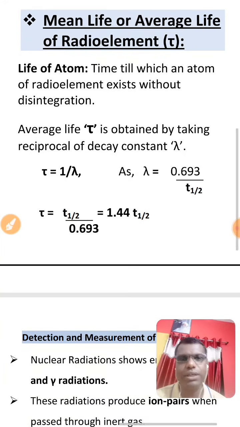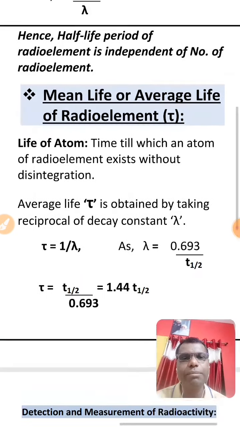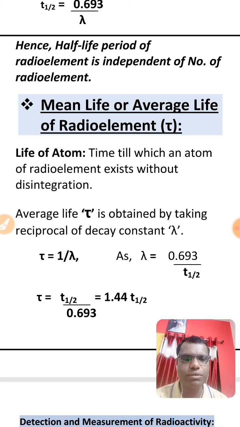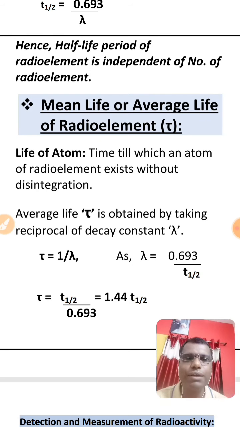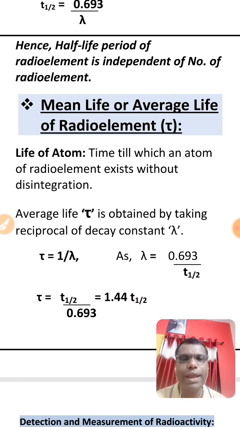The next characteristic is the mean life, which is also called the average life. But before this, what is the life? Life of a radio element, or of an atom of a radio element, is the time till which an atom of the radio element exists without disintegration. You know very well that a radio element has a tendency to undergo disintegration, but still it has some time till which an atom exists without disintegration, and that time is called the life of an atom of the radio element.